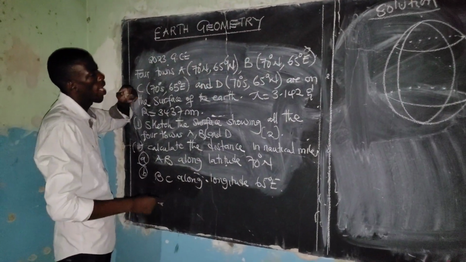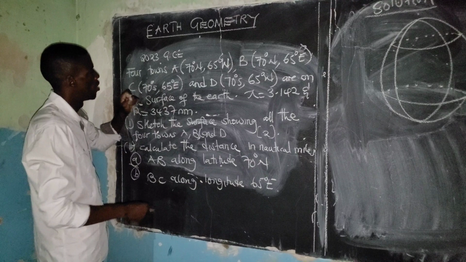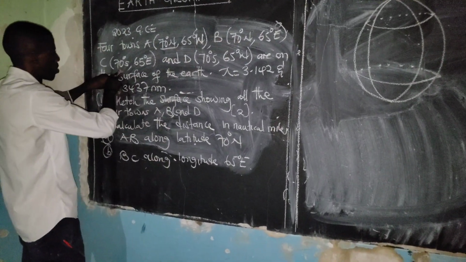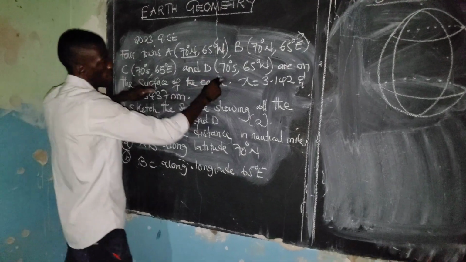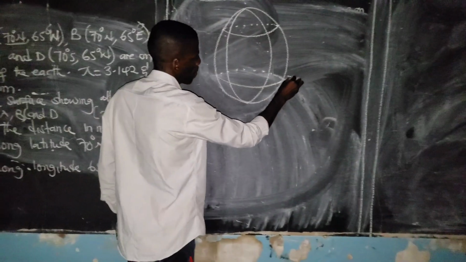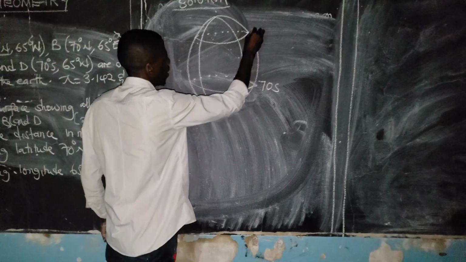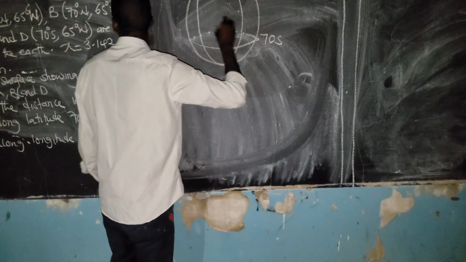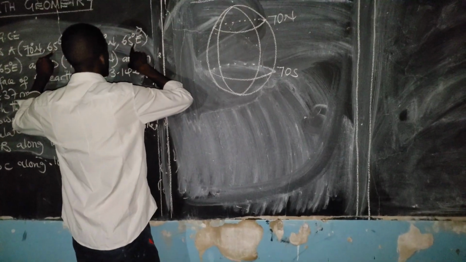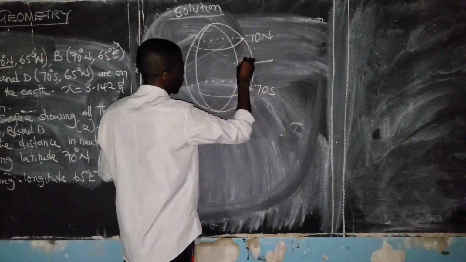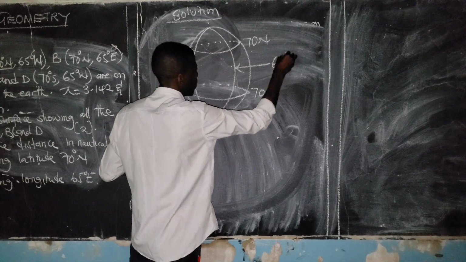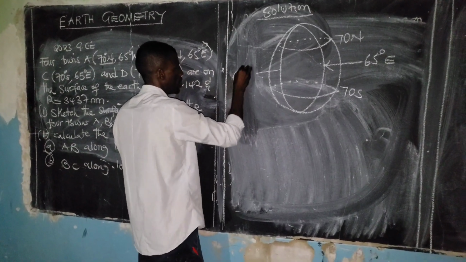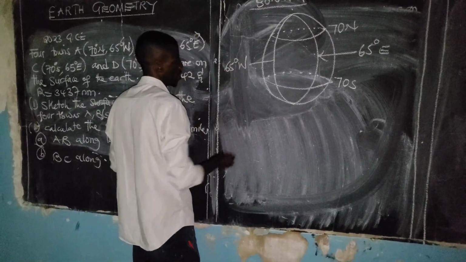We have to check how many latitudes we have. So on the north we have only 70, that is the 70. On the south we have 70 south and this one. So we have only 2. So meaning I'll have 70 south and 70 north. On the east, I have 65 and the 65 west. So we have 65 east, then we have 65 west.